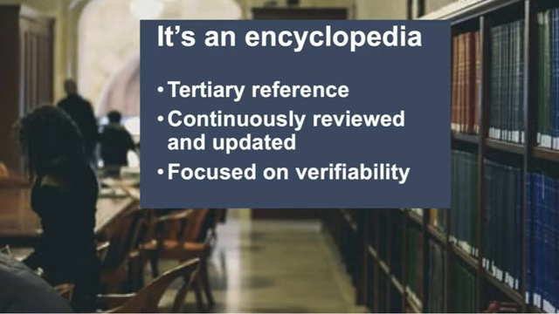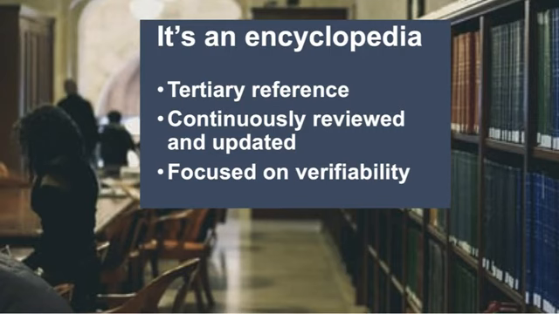And as an encyclopedia, users decided it will be a tertiary reference focused on verifiability of sources. It does not aim to be the truth or show the truth, but to show verifiability of facts. And given the distributed nature of the wiki, it's being continuously reviewed and updated all the time. So it's a growing and changing and morphing encyclopedia.